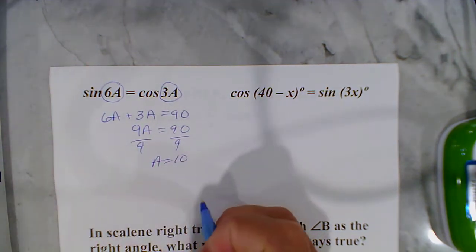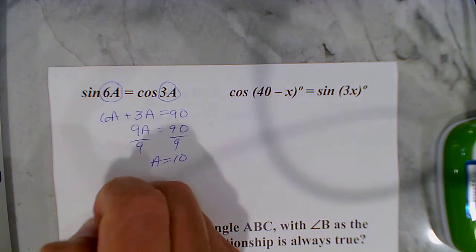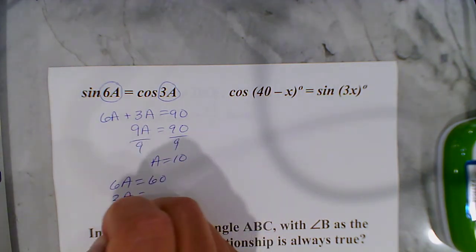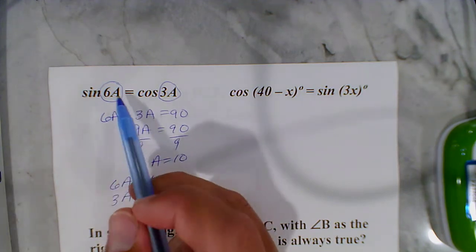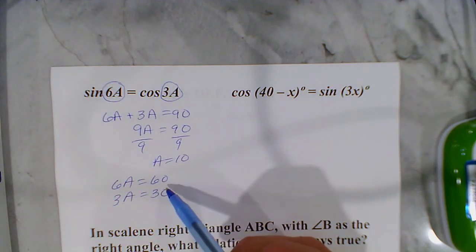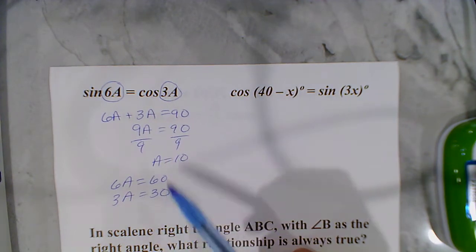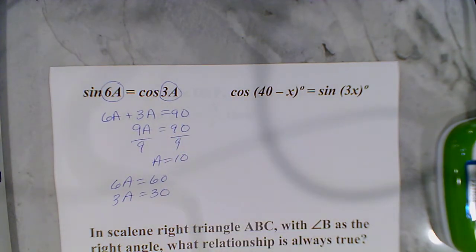Now maybe they want the angle measurement, so you can say 6A is 6 times 10, 60, 3A is 3 times 10, 30, and you could always check that. You can check the sine of 60 degrees, 0.8660, and you can check the cosine of 30 and get the same 0.8660, and that would be enough for you to check your answer.